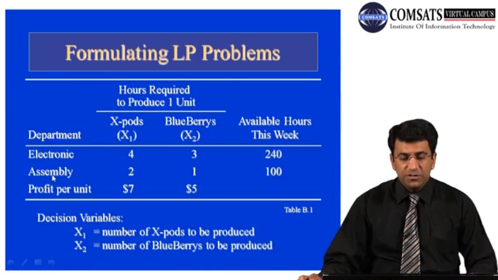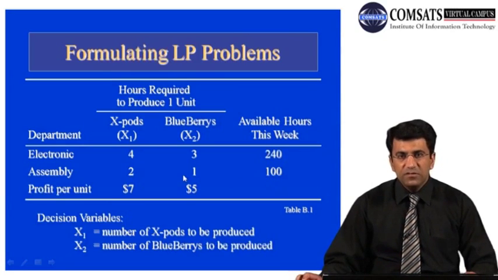Then what about the assembly constraint? If we produce x1 products, then for one product you need 2 hours for assembly work. If you produce a number of x1 products in total, then the total assembly hours in this particular case will be 2x1, and for this product in the same way will be 1x2. So the total assembly hours used for the production of x1 products and x2 quantity of blueberries will be 2x1 plus 1x2, and that should be again less than or equal to 100.